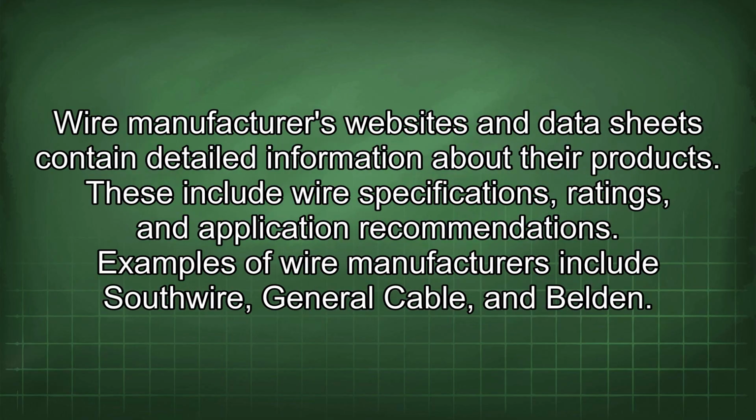Wire manufacturers' websites and datasheets contain detailed information about their products. These include wire specifications, ratings, and application recommendations. Examples of wire manufacturers include Southwire, General Cable, and Belden.